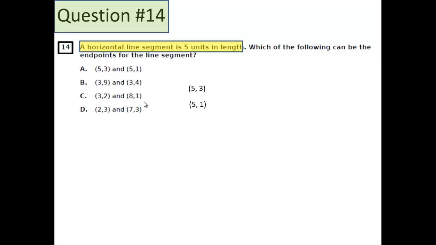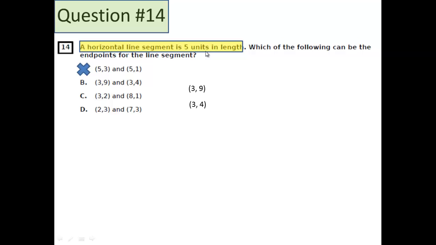Let's try letter A. 5, 3, 5, 1. You got to remember when you're finding the distance between points, you got to block the coordinates that are the same. So I block the 5 and 5, and I just find the distance between 1 and 3. I'm sure a lot of you can do that in your head, but I'm just going to draw the number line out quickly. There's 1, there's 3. We're looking for the distance between them. Call it out. How much is it? Yeah, it's 2 units. We're looking for something that's 5 units in length. That one can't be the answer.